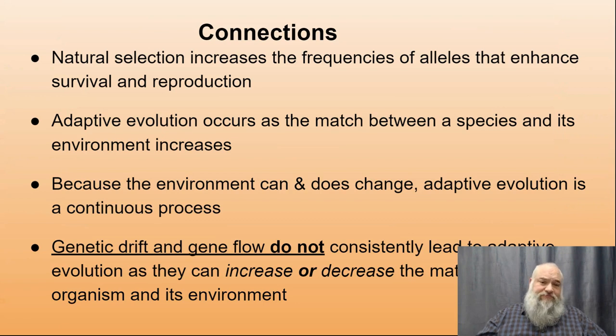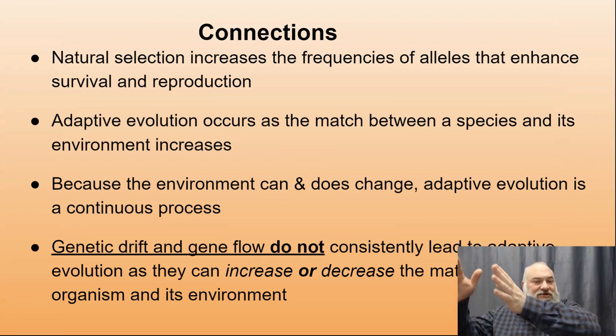So let's make some connections. Natural selection increases the frequency or the proportion of the alleles that tend to enhance survival and reproduction in that environment. Adaptive evolution then occurs as the match between a species and its environment increases. So if you have natural selection going, the species will get better and better adapted to its environment over time. That being said, because the environment can and does change, adaptive evolution is a continuous process. You never get to the end. Just as you're starting to get better adapted, the environment changes a little bit more, and you've got to keep adapting.